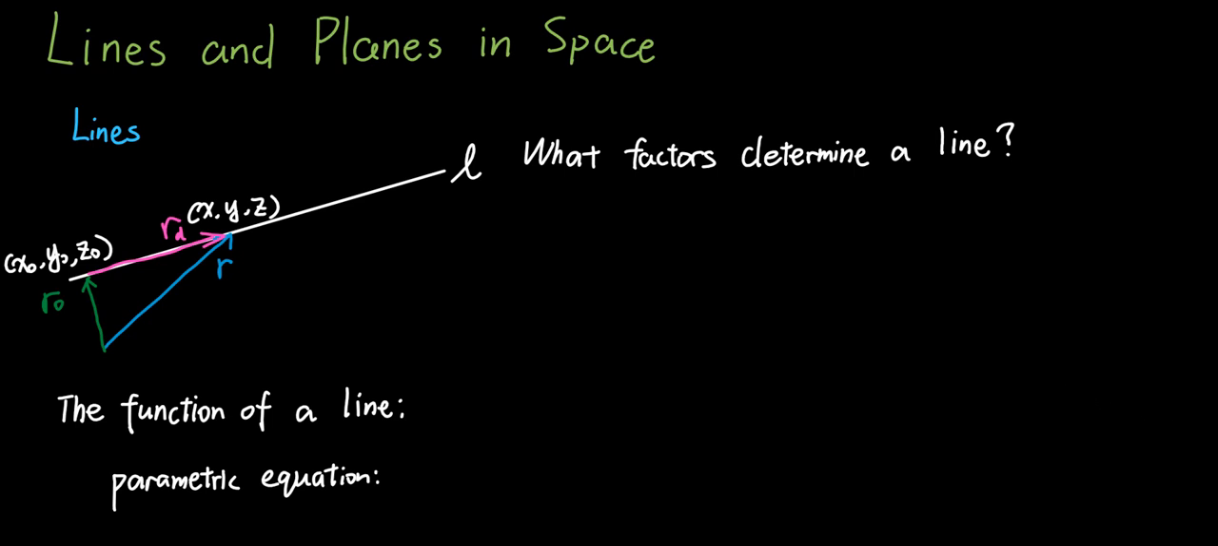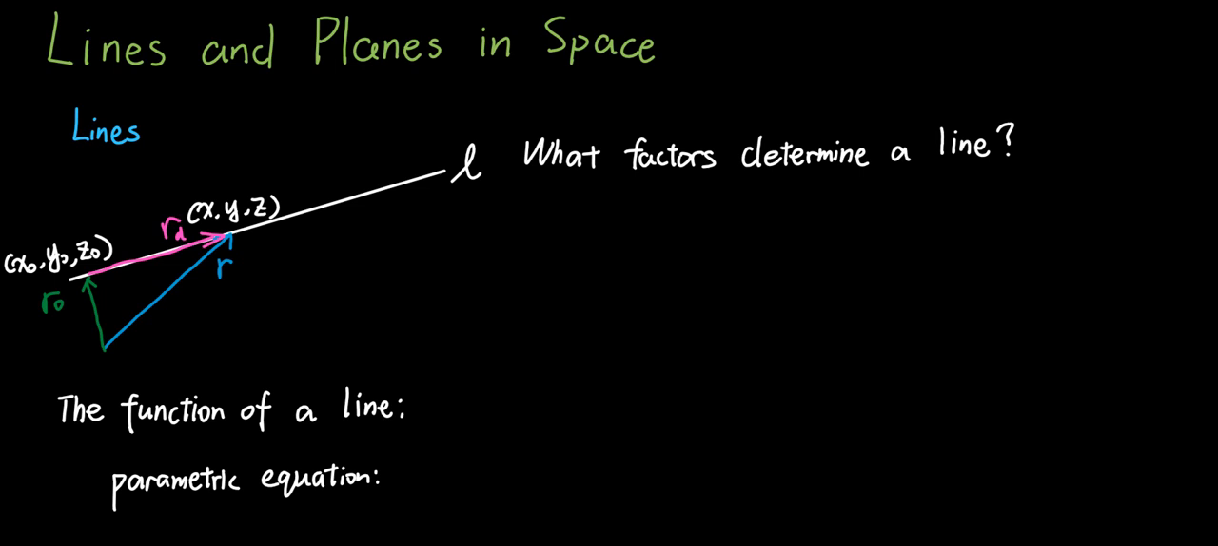Hello everyone. In this video, I'm going to talk about lines and planes in space. Firstly, I'm going to talk about lines. In vector functions, we can view a line as being traced out by the tip of a vector. In this graph, we can say that line L is traced out by the tip of vector r.